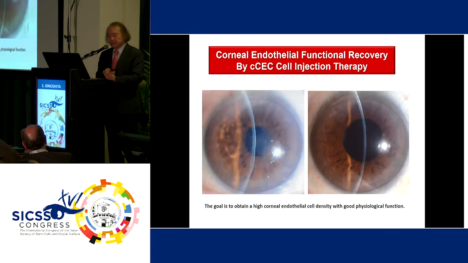This is one example of corneal endothelial function recovery by cell injection therapy. Because we only add cells, not tissue, the cornea becomes quite transparent, and the optical quality is excellent, just back to normal. The goal is to obtain a high corneal endothelial cell density together with good physiological function.